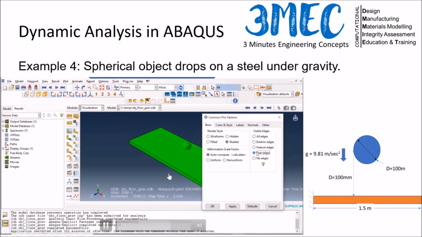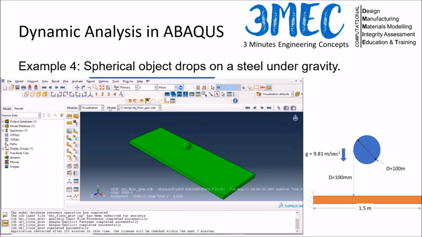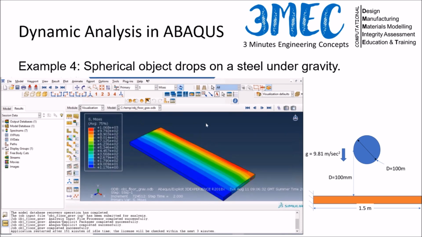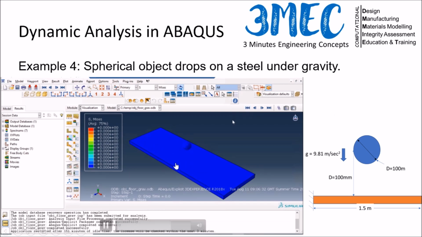So I will again go with the free edges or feature edges. I'm still not displaying the meshes, and I've brought in contours. So you see the ball has disappeared, and now I need to see where the ball went. So it may have gone there.